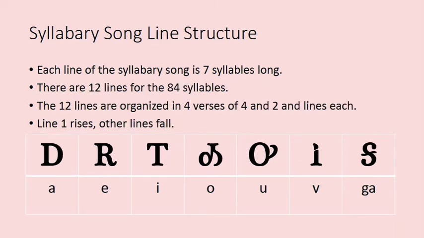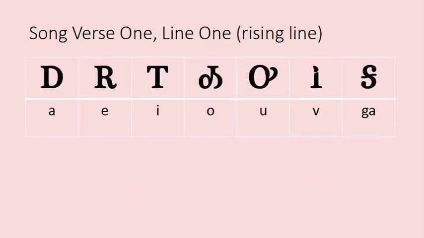So each line of the syllabary song is 7 syllables long. There are 12 lines for the 84 syllables. The 12 lines are organized into 4 verses. First a verse of 4 lines, and then a verse of 2 lines. And line 1 rises, and the other lines fall. So you have ah, a, e, o, u, ga for the first rising line.